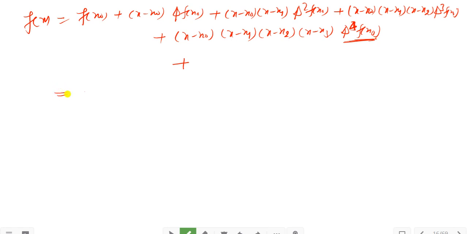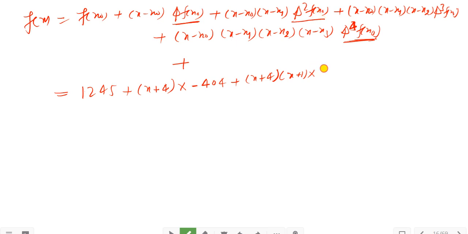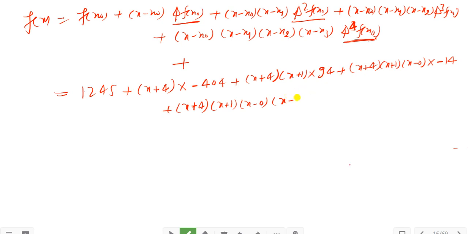So f of x naught from the table is 1245, plus x minus x naught is x plus 4, into the value of the first order divided difference on f of x naught, which is -404, plus x plus 4, x plus 1, multiplied by the second order divided difference, 94, plus x plus 4, x plus 1, x minus 0, and the third order divided difference, -14, plus x plus 4, x plus 1, x minus 0, x minus 2, multiplied by the fourth order divided difference, and this value is 3.